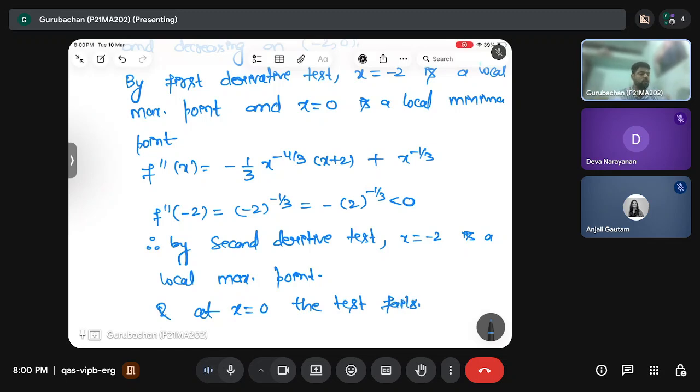Because at x equal to 0, the double derivative will not be defined, so we cannot discuss that point with second derivatives. So that's all from today's class. If you have any query, then you may ask. Otherwise, we will end this session here. So since there is no query, thank you.